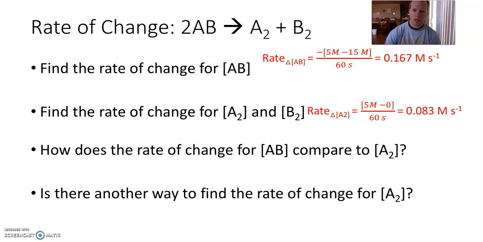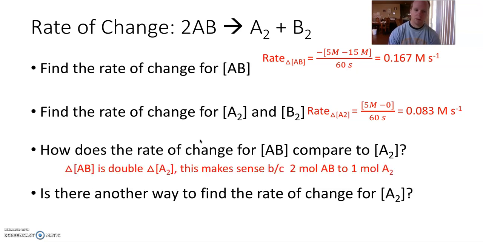So how does the rate change for AB compared to A2? Okay, well, the change in our concentration of AB, right, is double that of A2. And this totally makes sense because if you look at the reaction up here, isn't it 2 moles of AB to 1 mole of A2? That totally makes sense that the rate of disappearance here would be twice the rate of appearance here.